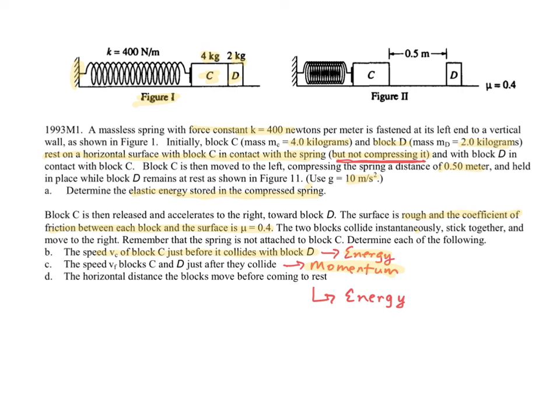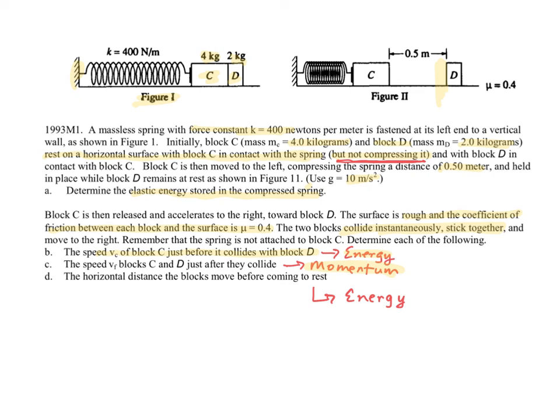So once you know what the speed of block C is when it just contacts block D, it's a pure momentum question to calculate the speed of C and D after they collide. And remember, they stick together because it says the blocks collide instantaneously and stick together right there, and move to the right. So I should have highlighted that earlier. But you should be able to figure out how fast they move together after they collide using momentum.